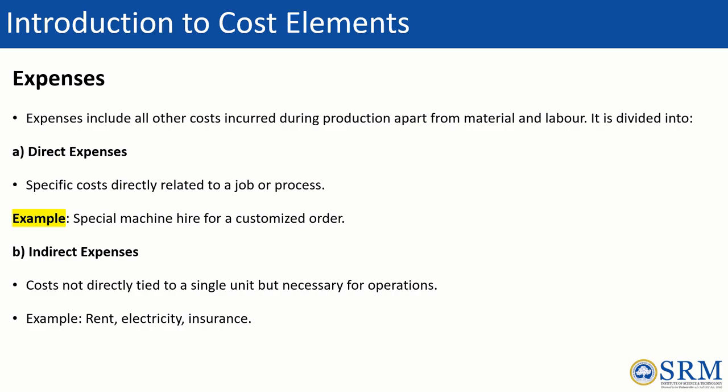Finally, the expenses include all other operational costs outside of material and labor. Direct expenses are costs uniquely tied to a specific project, such as renting a special 5-axis machine tool for a customized client order. So indirect expenses are broader operational requirements not tied to a single unit, such as facility rent, factory electricity bills and insurance premiums.